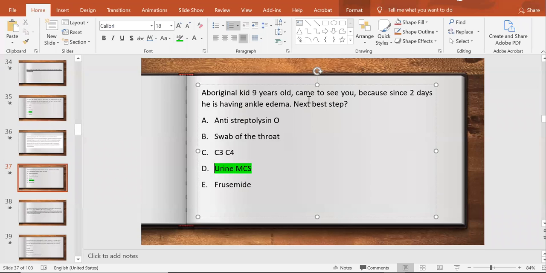After urine MCS shows some RBC in the urine, what do you want to do? Between throat swab and anti-streptolysin, it is better to do anti-streptolysin if it is there. If that is not in the options, then throat swab. Giving furosemide is not needed at this time. C3, C4 complement will be low in PSGN, and we can do it as an additional investigation, but it will not confirm anything.